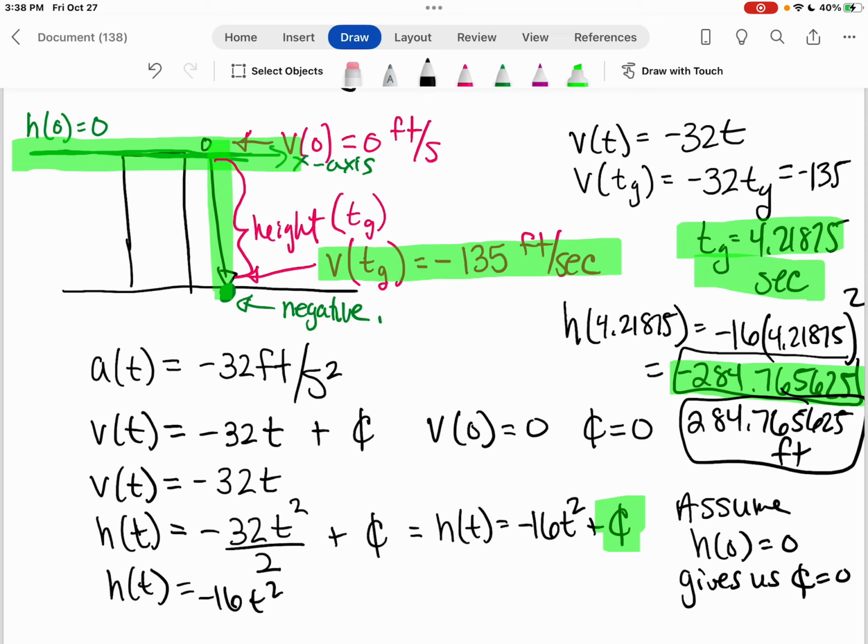So the height of the roof, the final answer would be 284.765625, and then just depending on how you want to round it, just make sure you follow the rounding directions.